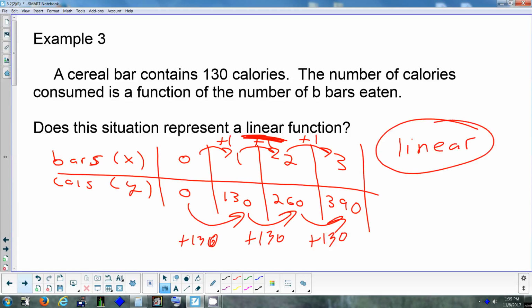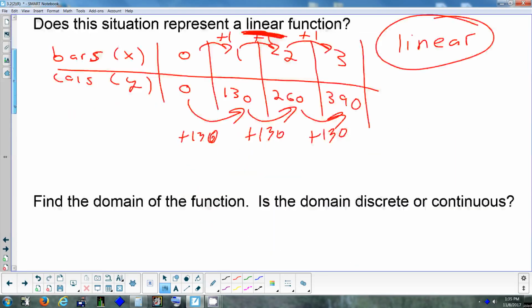If you can figure that out without making a table, that's fine. I'm not sure how you're going to do it without making a table, but that's probably the easiest way. You could graph it and see if all the dots are in a straight line, but I think graphing is going to take longer. So that is linear.